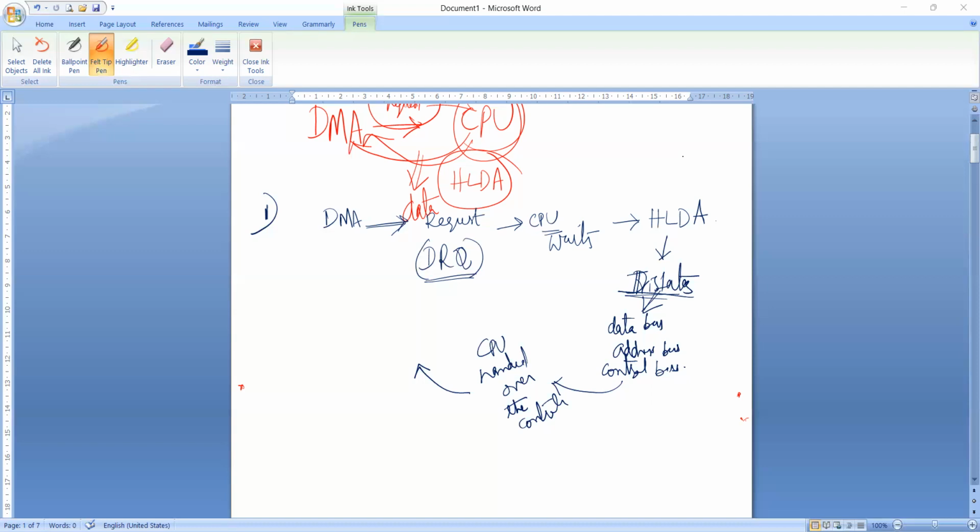All tri-stated buses will be there. Control over all these buses will be handed over to the DMA controller, and the DMA controller has to manage the operations. Now we'll see the features of the 8257.